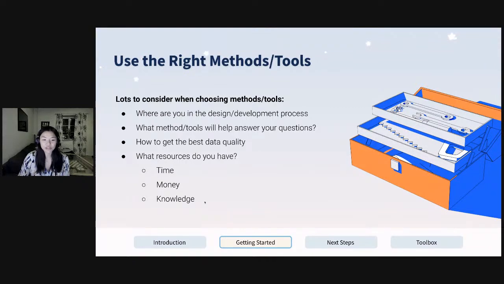And of course, the resources that you have, like time, money, and knowledge. It does take a lot of time to execute certain methods, and some tools cost a lot of money. So what I tried to do is at least share tools that are more open source, free, or accessible. At least in this case, but there's a world of different tools available out there.